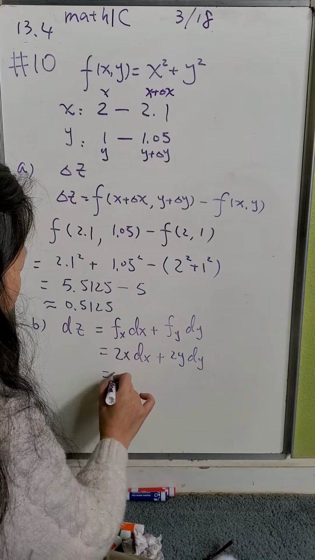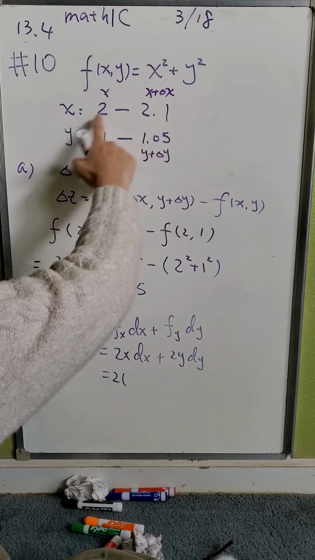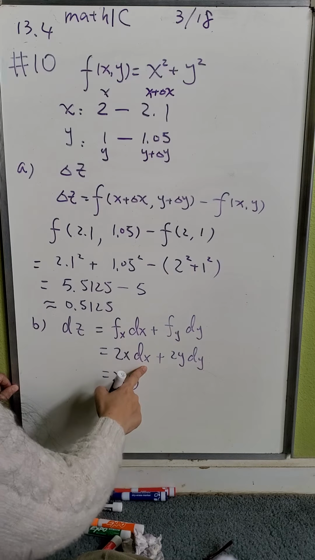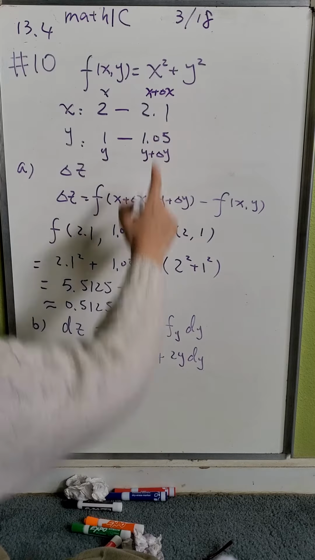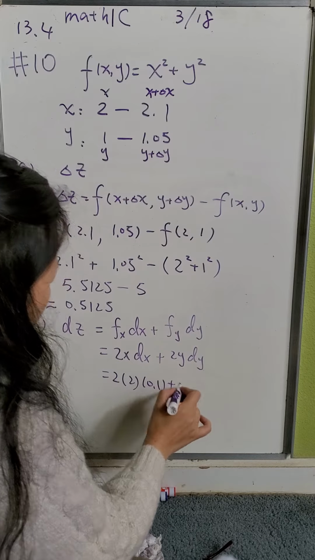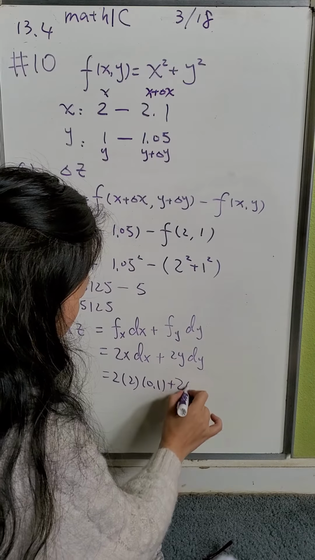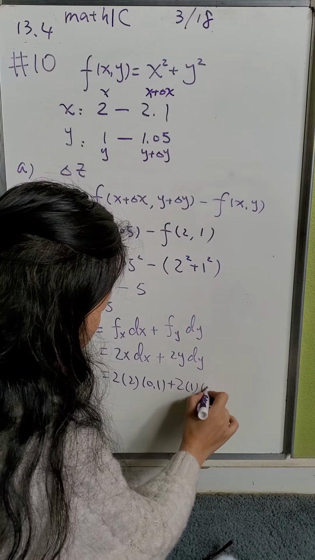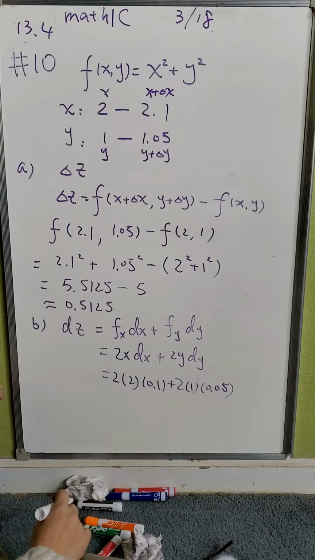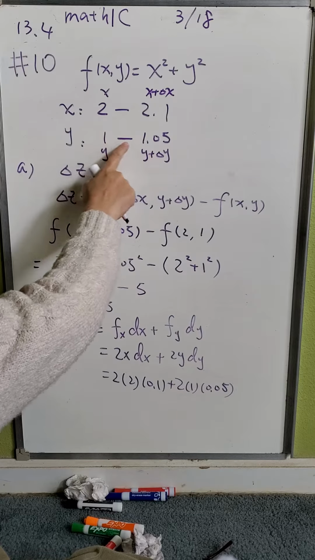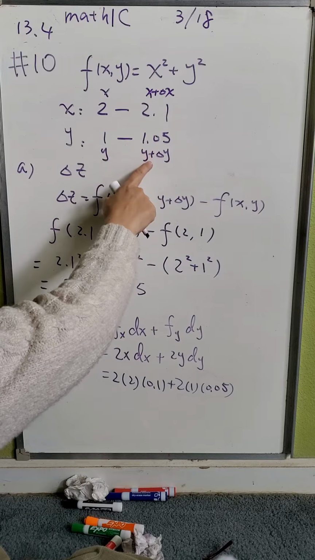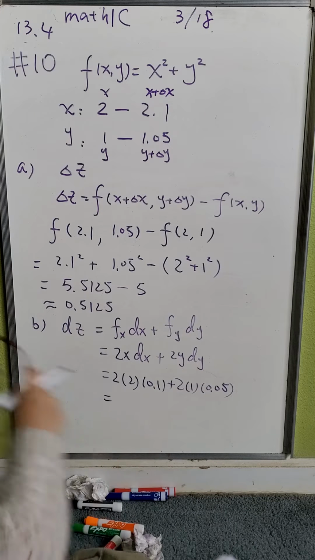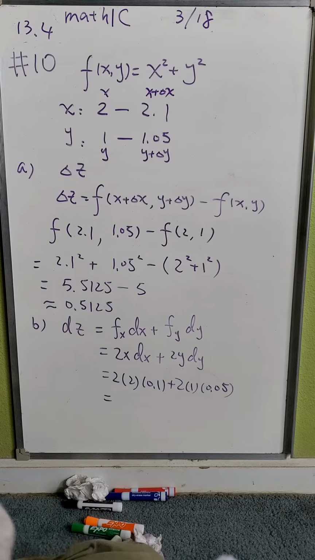So let's see, 2 times your x equals 2 times 2. Your dx is the same as delta x, which you can see is equal to 0.1, plus 2 times y, so 2 times 1. And your dy is the same as delta y, which is equal to 0.05. Now if you go from 1 to a smaller number than 1, then your delta y will be negative. Okay. So calculate this. It comes out equal to 0.5.